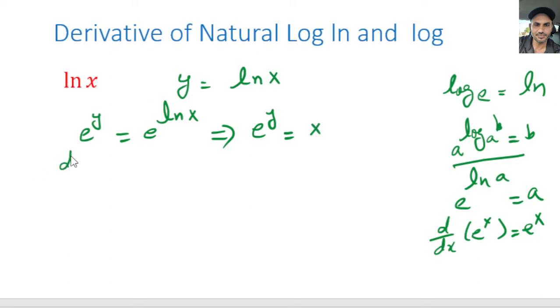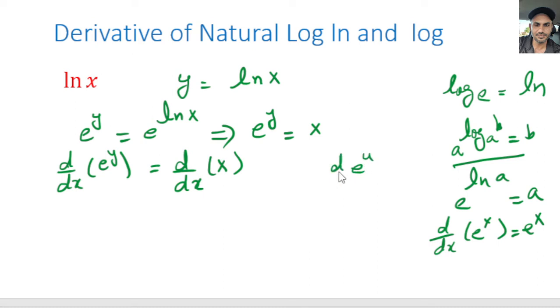Now in the next step, I'm going to take the derivative of e to the y, and then I'm going to take the derivative of x. So I took the derivative on both sides. Now the derivative of e to the y is e to the y, but this is e to the y, which is a function of x. So this is going to be e to the y times dy dx. It's the same as if you have e to the u and you take the derivative of that with respect to x, it is e to the u times du over dx. We have to take the derivative of the exponent as well, because the exponent is not x, it's a function.